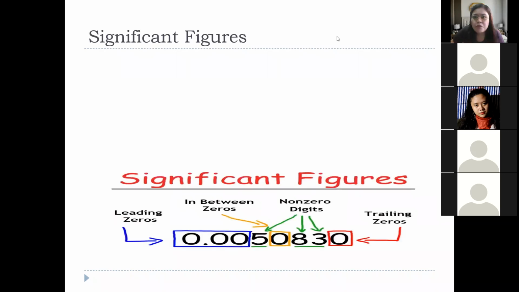Okay, so let's move on. We'll now discuss the significant figures. I believe you are very familiar with this since we are already done with the activity in the laboratory.